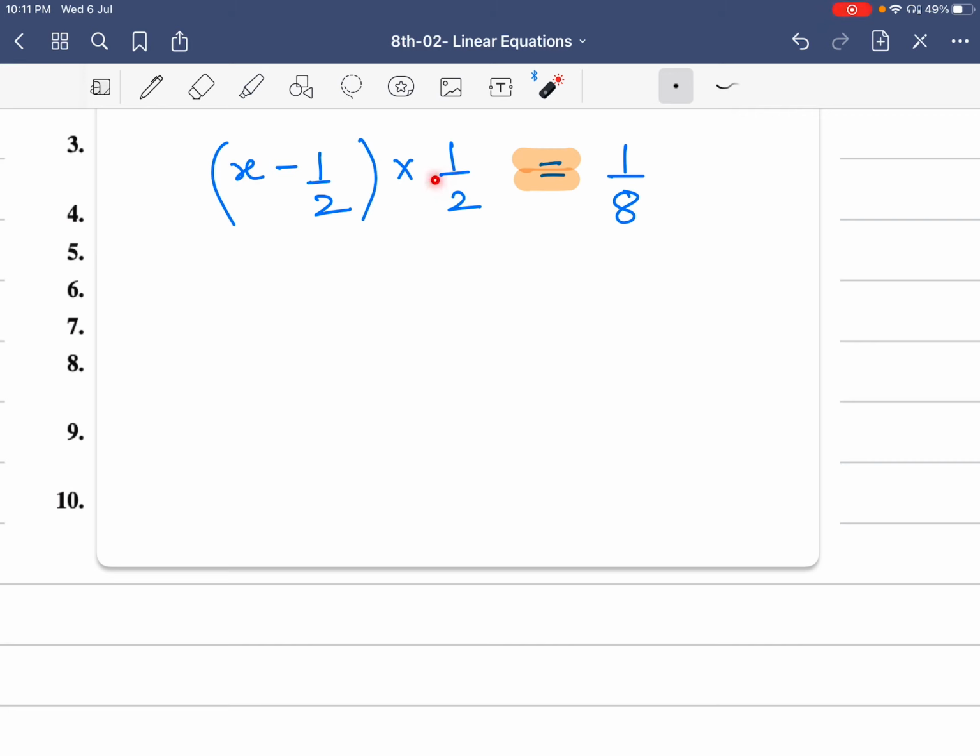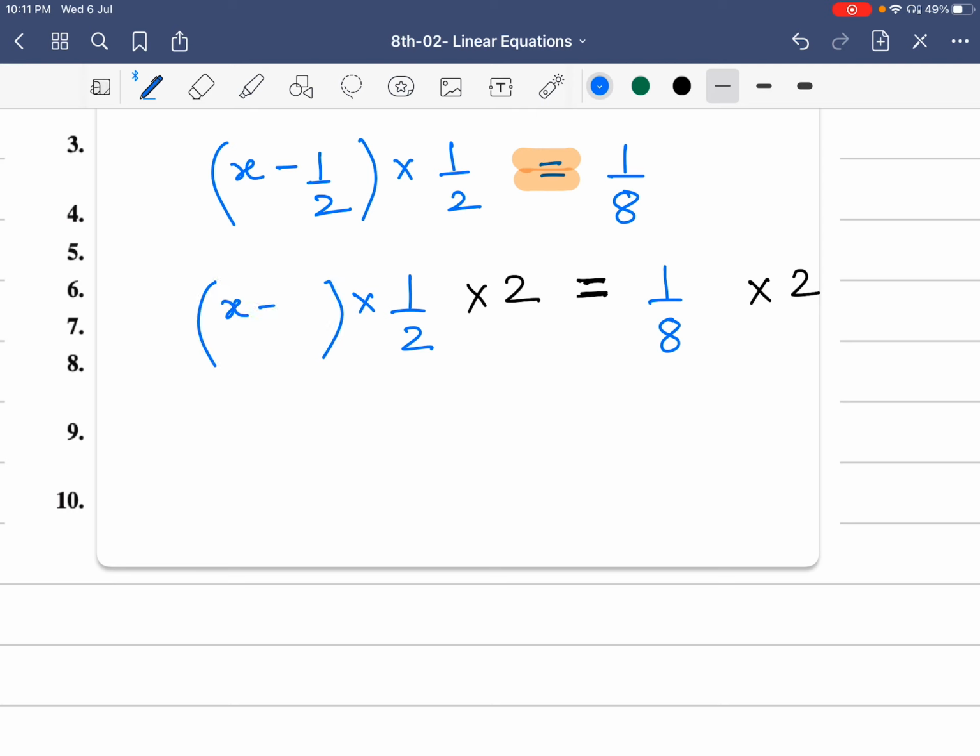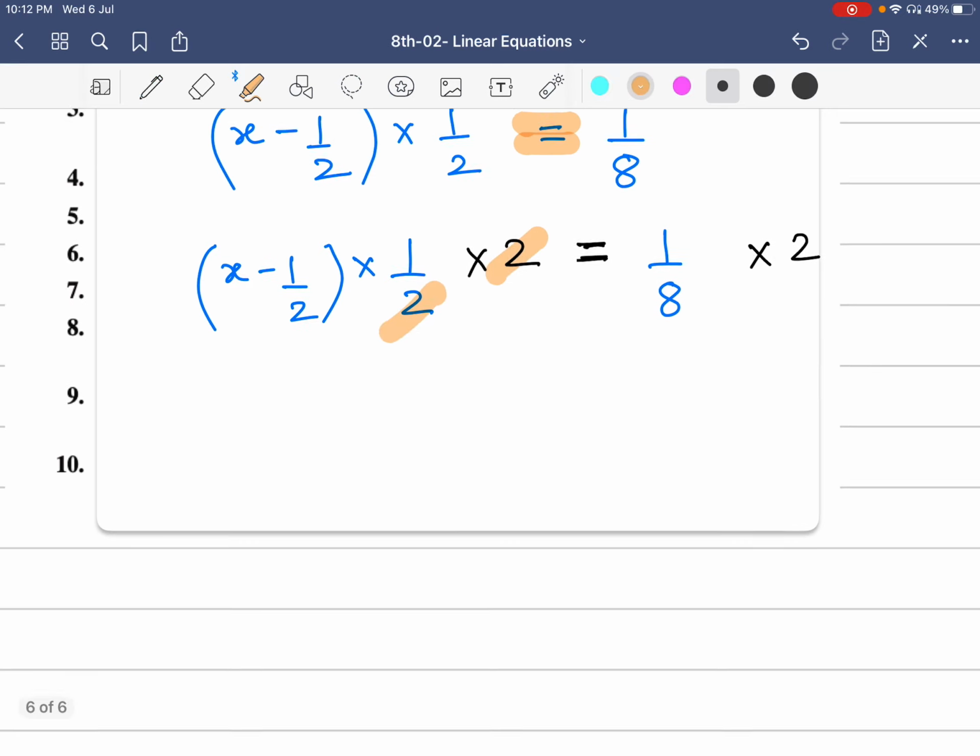So how do we get rid of this 1 by 2? We multiply both sides of the equation by 2. Basically I will multiply the left hand side by 2, and since it's an equation, I should do the same operation on the right hand side of the equation. The rest of the equation remains as it is. So I'm going to write here 2 multiplied by half, and this is my bracket, x minus 1 by 2. Now again focus, this 2 and this 2 will cancel each other out.